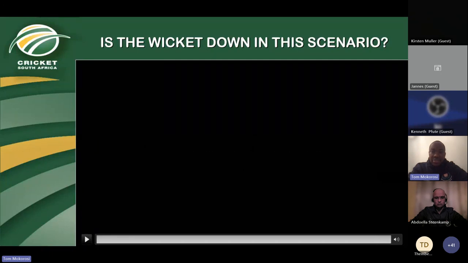So, Langton, first scenario for us. You are the bowler's end umpire. That decision is in your jurisdiction to make. Out or not out, sir, and why or why not? Langton, please unmute your microphone if you're still with us.